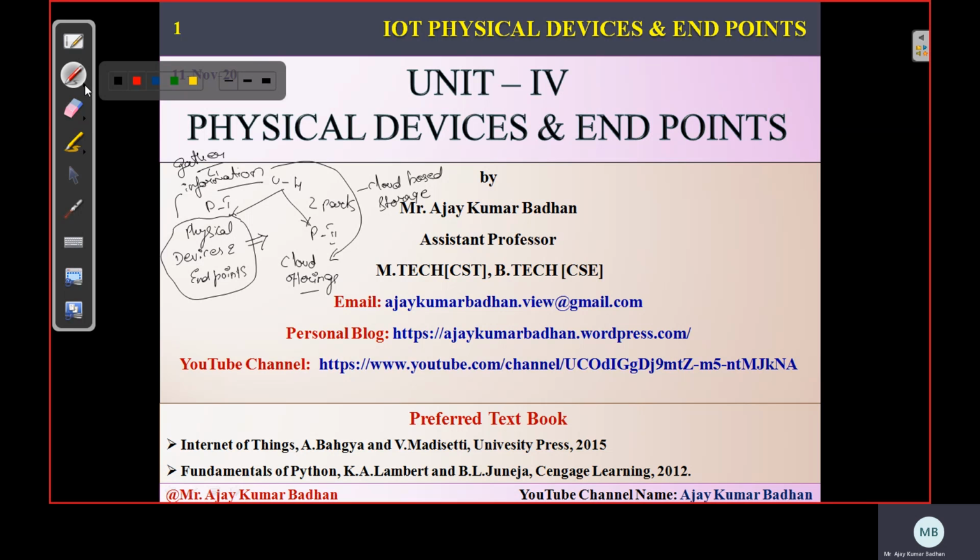Apart from that, I hope it's clear till here. So this is the first part, and this is the second part. In this particular session, I will try to cover some of the basic parts of your physical devices and endpoints.